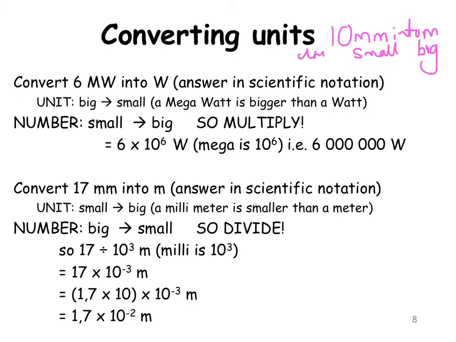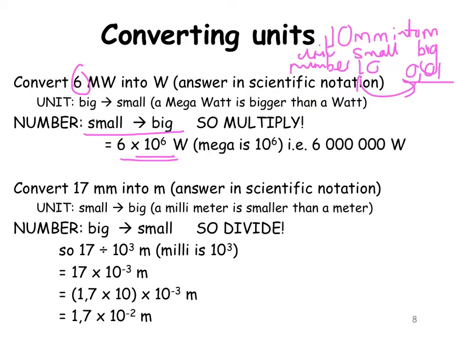So that's the unit. The number then, if I convert this into meters, you know you're going to divide by 1,000, so it's going to be 0,01. 0,01 is a small number when compared to 10, so it will always go in the opposite direction. So the number goes from small to big, so I'm going to multiply. I'm going to take 6, and I'm going to multiply it by 10 to the 6.